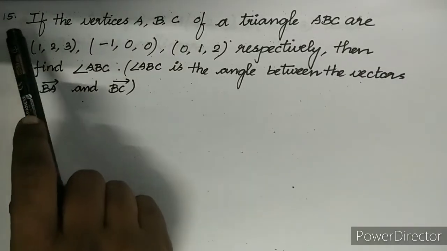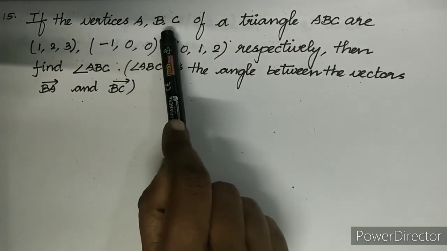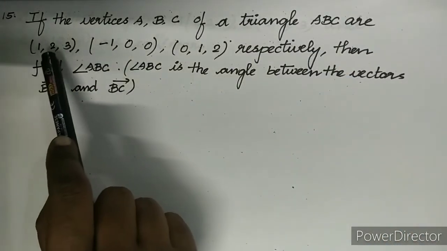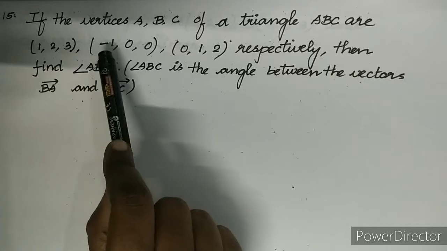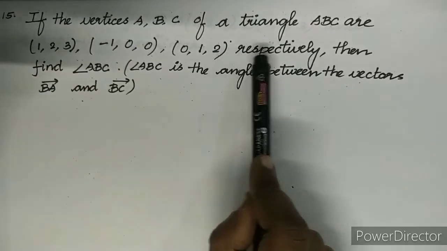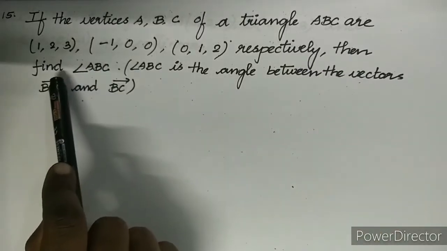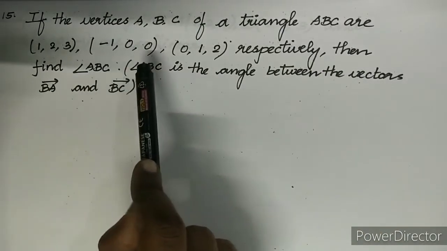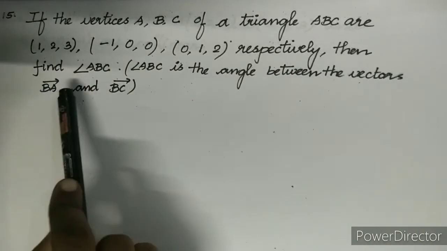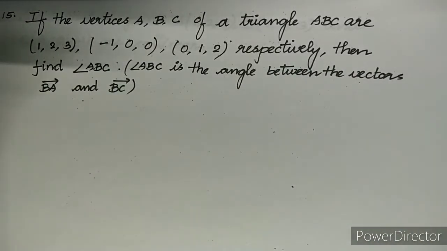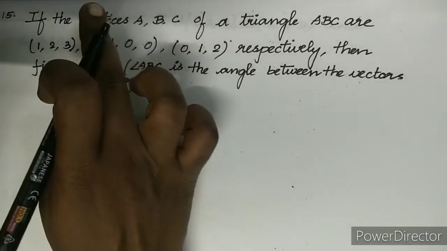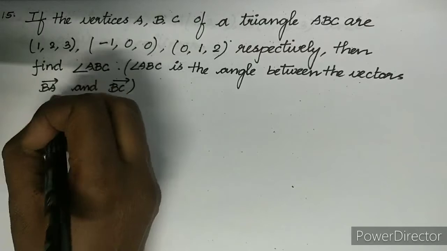Question number 15. If the vertices A, B, C of a triangle ABC are 1, 2, 3, minus 1, 0, 0 and 0, 1, 2 respectively, then find angle ABC. And the angle ABC is the angle between the vectors BA vector and BC vector. First, we will write what is given in the question. What is given in the question is the vertices of the triangle.